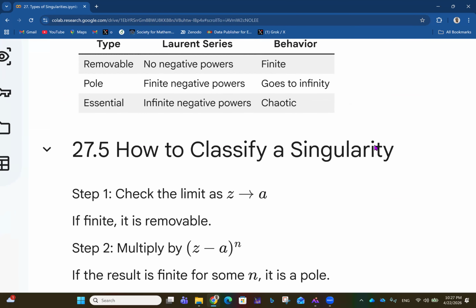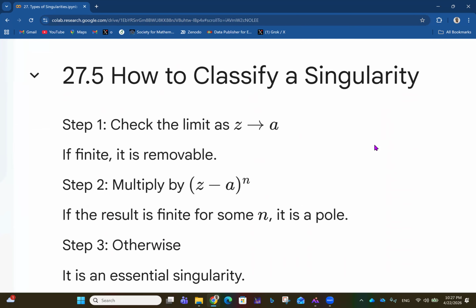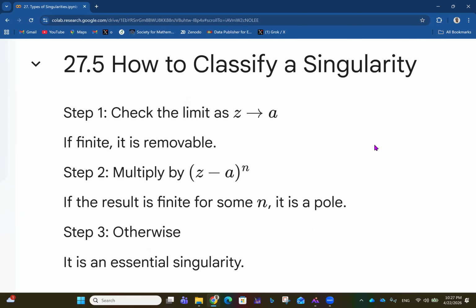So, how do you classify a singularity then? First, check the limit as z approaches a. If as z approaches a the function is finite, then you have a removable singularity. Step 2, you can then multiply by (z minus a) raised to the power n, whatever n you have there. If the result is finite for some n, it is a pole. Step 3, otherwise it is an essential singularity.